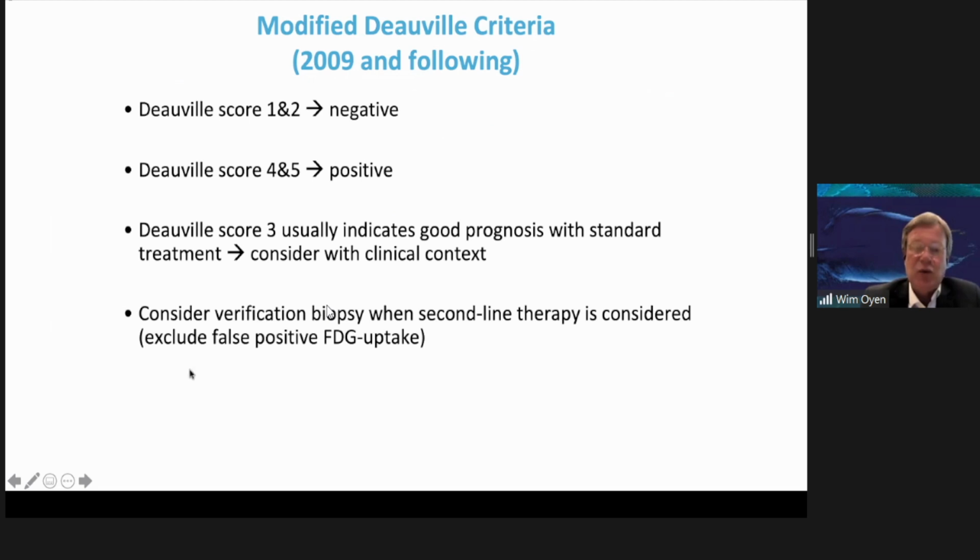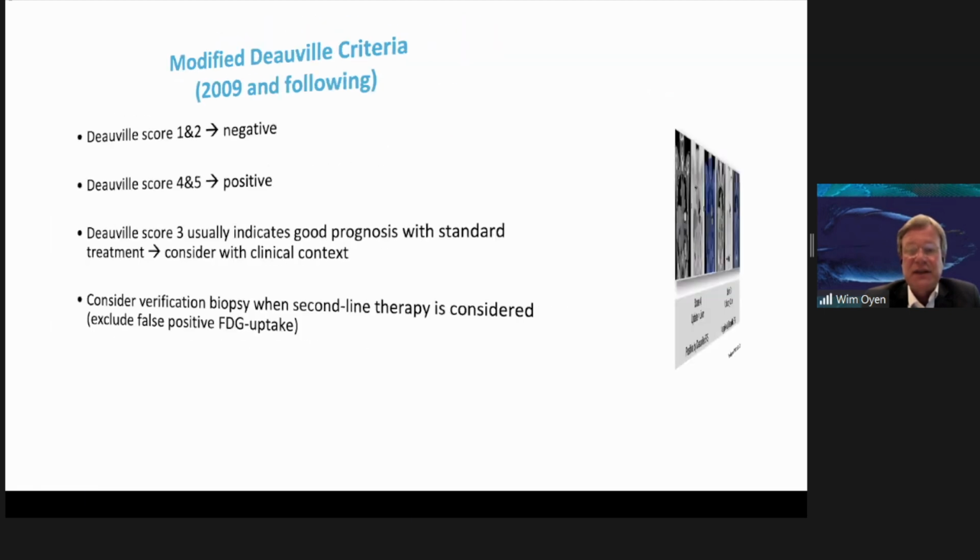And if you consider a change in the therapy, moving to second-line therapy on the basis of imaging, it's always good to discuss in the multidisciplinary team and consider whether a verification biopsy is indicated, because there are false positive findings in the sense that inflammatory lesions may very well mimic lymphoma lesions, and it would not be appropriate to change therapy on the basis of a newly developed inflammatory lesion.